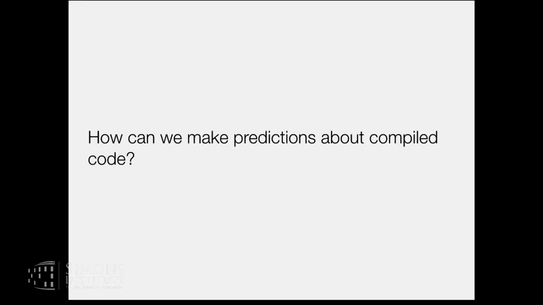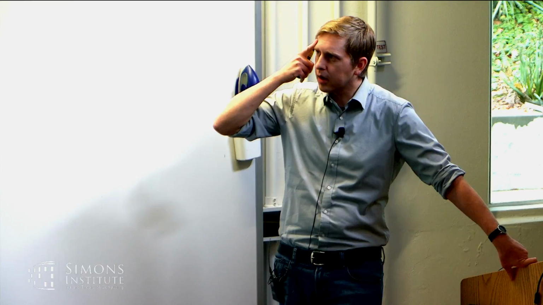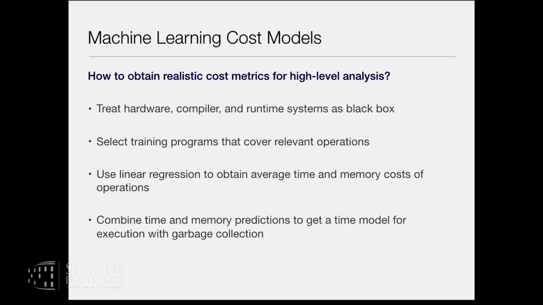One thing I don't want to talk about, but I want to mention quickly. What I have shown you is how this works for these high-level things, like the number of allocations and steps. But what we are often interested in is, of course, things like clock cycles. How can we make this connection? This is something we did very recently, where we use machine learning to find out what's the average time an addition takes at the high level for the compiled code.